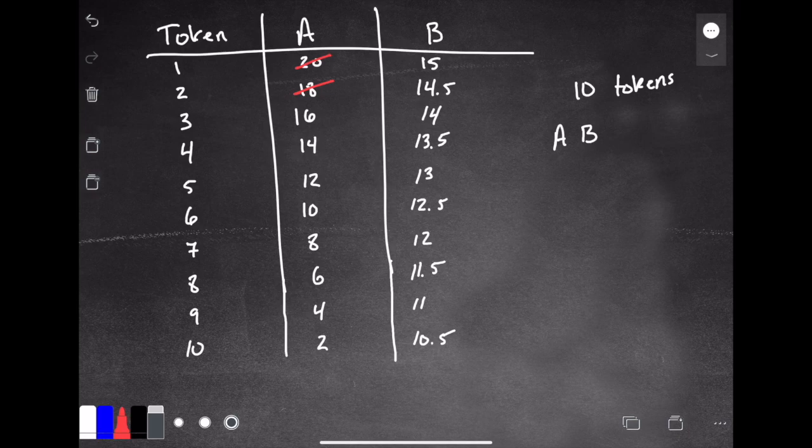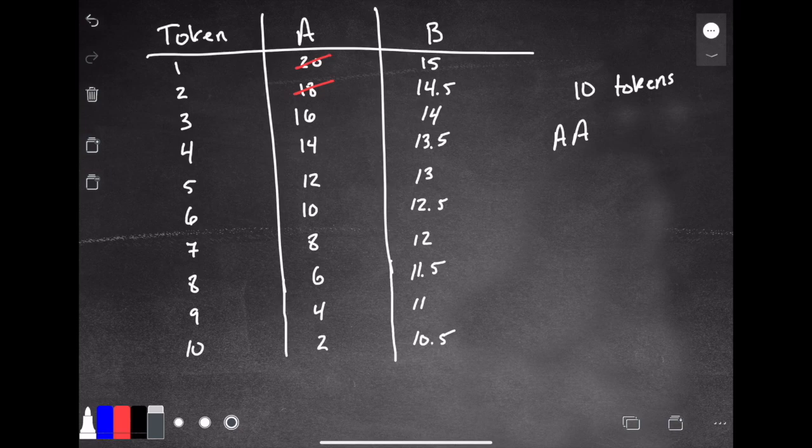Now, once again, we can take our third token and put it into machine A and get a payoff of 16, or we can put it into machine B, which would be the first token. Sorry, I screwed this up already. I should be writing an A here. So we did 2 in A.